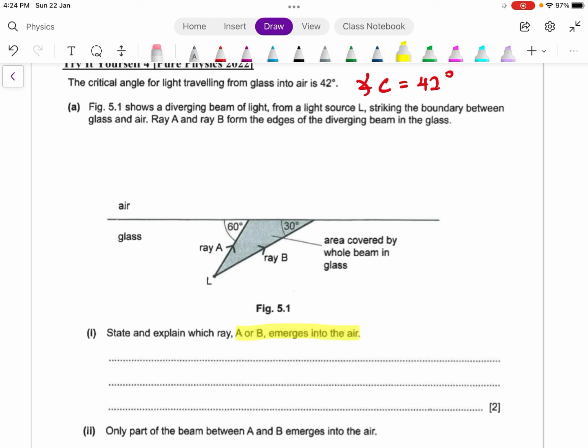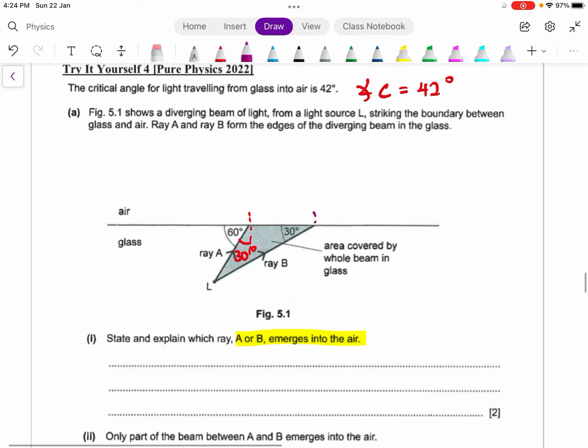Okay, so for this question, let's look at ray A first. For ray A, you must always draw a normal, and of course the angle of incidence. The angle of incidence is 30 degrees. Then after that, you look at ray B. For ray B, you draw a normal. So let me just draw again. You draw the normal, right? You will notice that the angle of incidence is 60 degrees. So if you compare 30 and 60, which one is less than the critical angle?